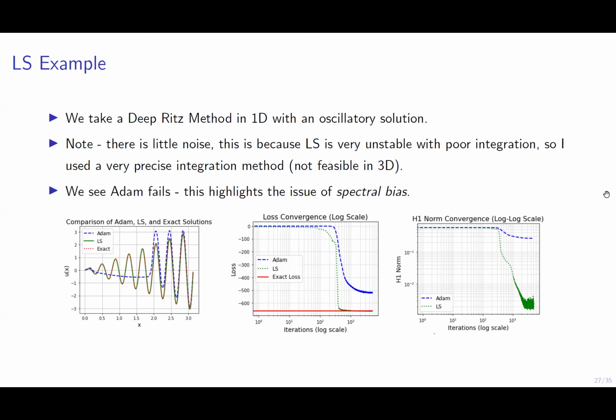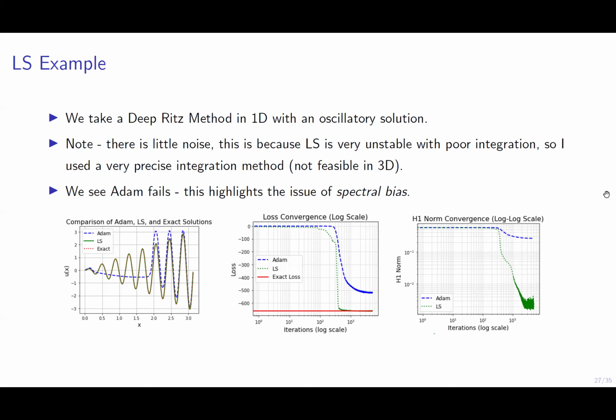But our least squares method is able to overcome this, and we get very, very close to the value of the exact loss. Remember that in the deep Ritz method, the minimum of our loss is some negative number, and it's not equal to 0, so this isn't log-log. It's like minus 600 and something.